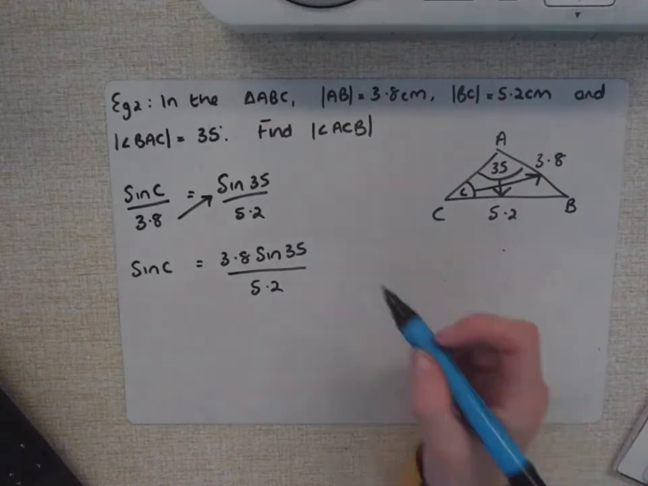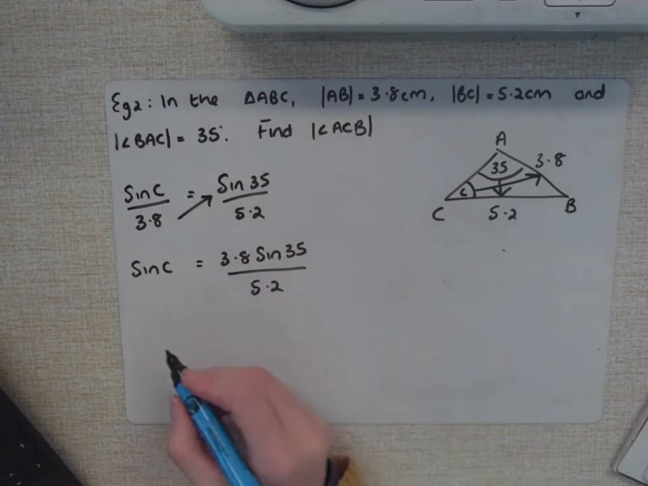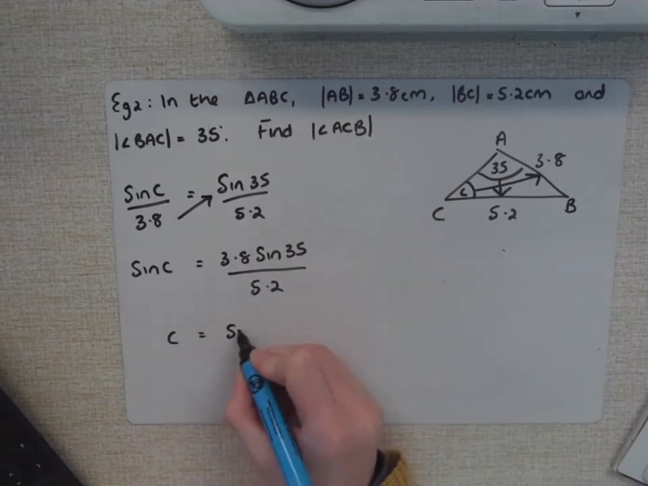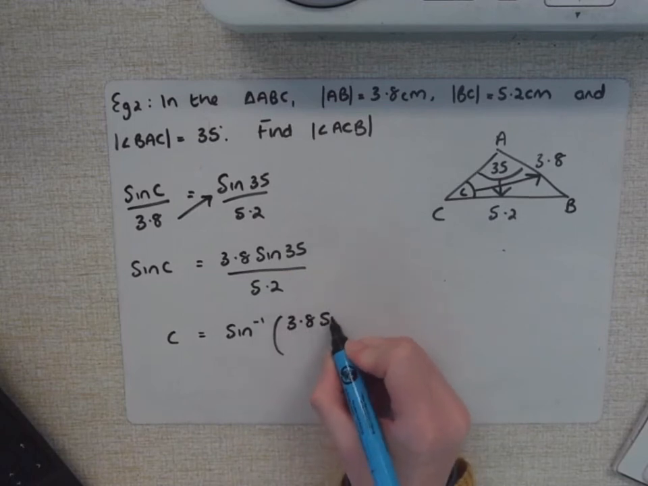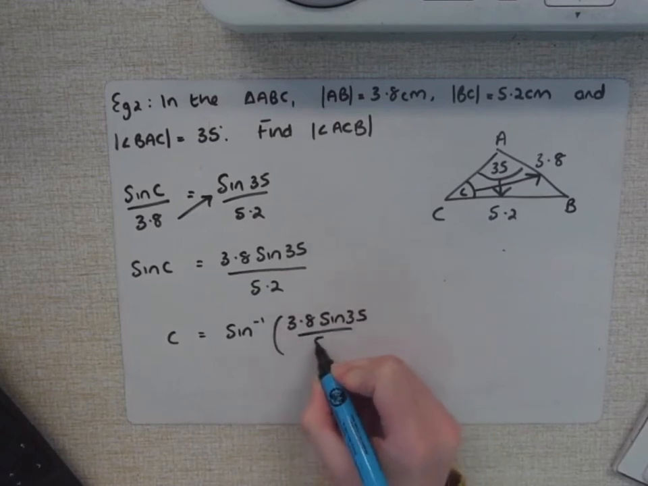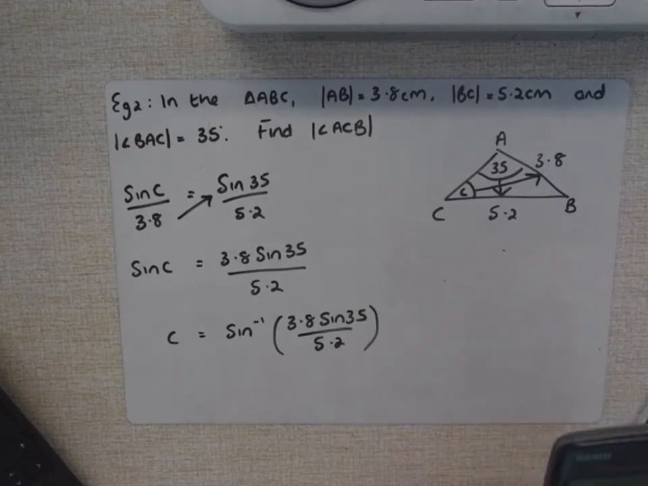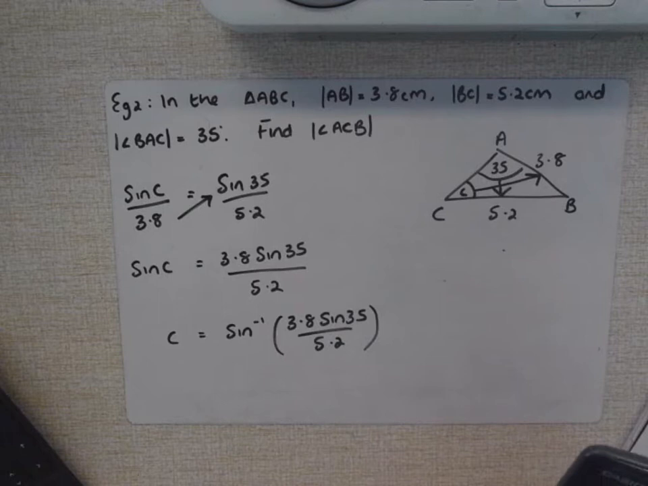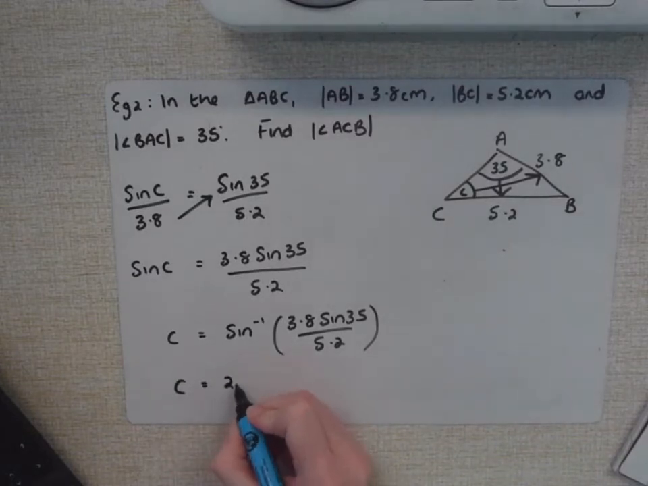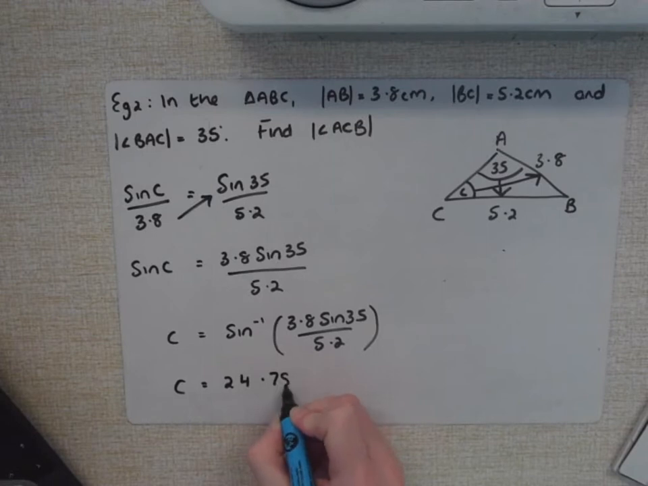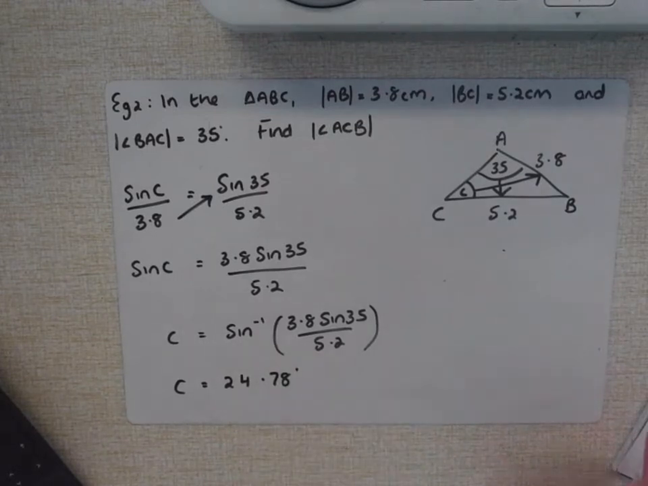So sine of C is this thing. I'm looking for C, so what do I do? Sine inverse. You can either get a decimal for this or you can just throw it all into your calculator. Okay, so shift sine. So C is 24.78 degrees.